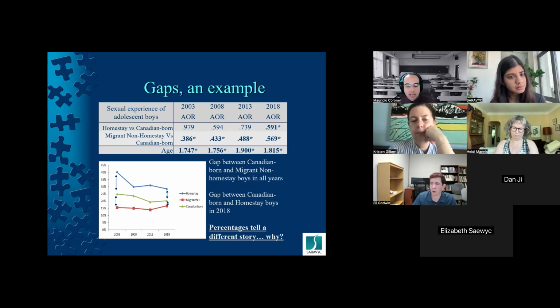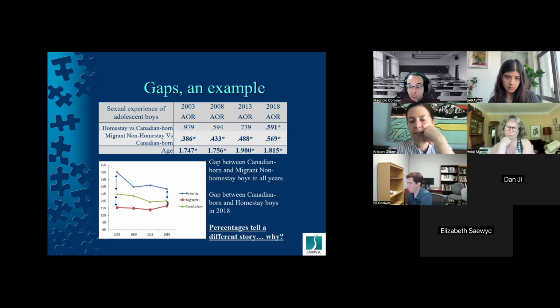And here I'm presenting with the frequencies as an illustration of what we're comparing for the gaps. So you can see the vertical arrows that are pointing to each other. Our referent is the Canadian-born boys in this case, and it's the green line. And we're comparing them to the migrant youth, the migrant boys who are not homestay, and the homestay boys. So the blue line and the red line are compared to the green, but not to each other, not comparing the blue and the red.